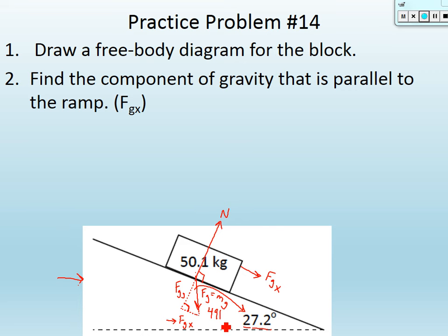Now we can solve for force of gravity in the x. How would we do that? What trig function should we use? Sine. Opposite and hypotenuse, that's sine. So sine of 27.2 is equal to the opposite, force of gravity in the x, divided by the hypotenuse, which was 491. Okay. We're going to times both sides by 491.